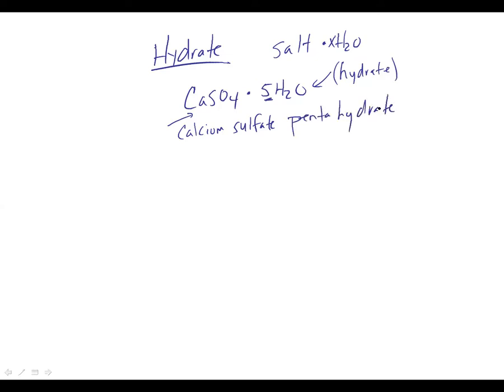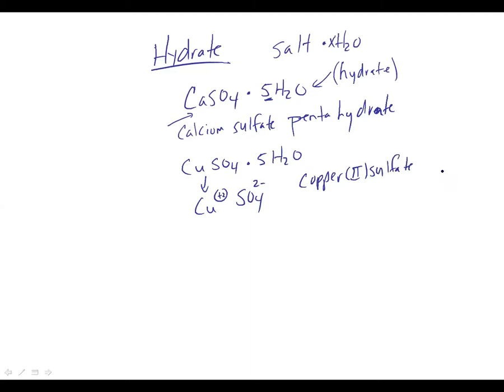So that is the way we name those hydrates. And if you had something that did need a Roman numeral, this would be copper with a +2 charge, and that's because the sulfate has a -2 charge, which means if we go to name this, we'd do it like type 2: copper, Roman numeral 2, sulfate. And again, here it would be pentahydrate.